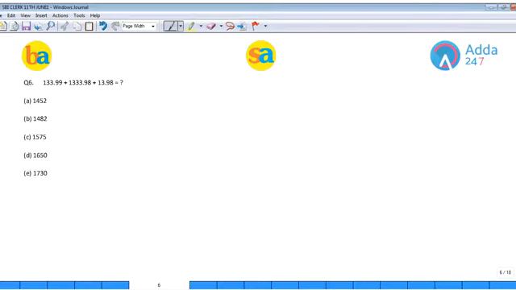Question number 6. 133.99 plus 1333.98 plus 13.98 is equal to question mark. So we can also write it as question mark is equal to 134 plus 1334 plus 14. This implies question mark is equal to 1482. So the correct option is B.